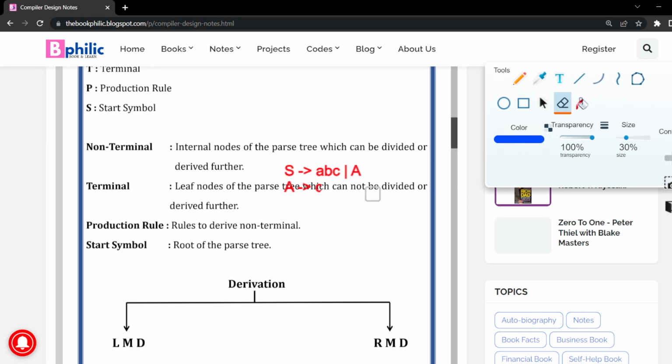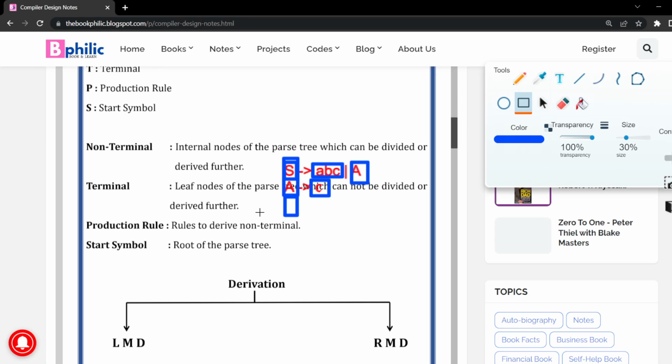Okay, in this case, you can see that we are taking small c and small abc. Can you imagine whether there is any small abc on the left hand side of a production rule? The answer is no, because small abc cannot be derived further. That's why it is known as terminals, whereas capital A and capital S can be seen on the left hand side of the production rule. That's why these can be derived further, and that's why they are known as non-terminals.